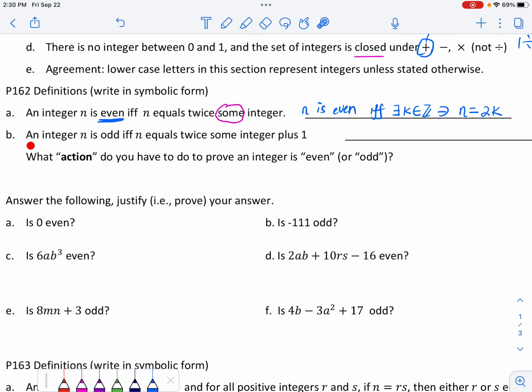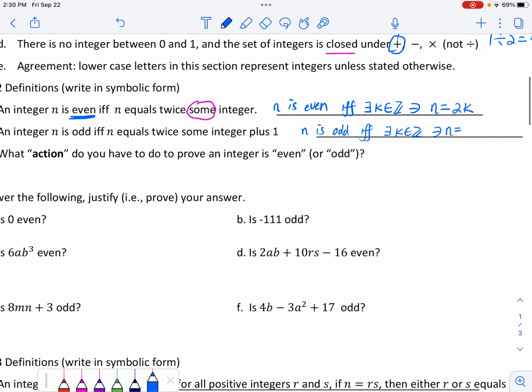Now let's take a look at the next definition. An integer n is odd if and only if n equals twice some integer plus 1. I hope that you can quickly write this down. The symbolic form: n is odd if and only if there exists k in Z such that n is equal to twice some integer, so twice this k, plus 1.